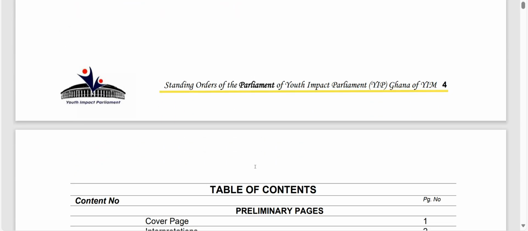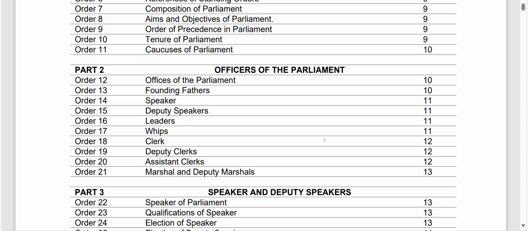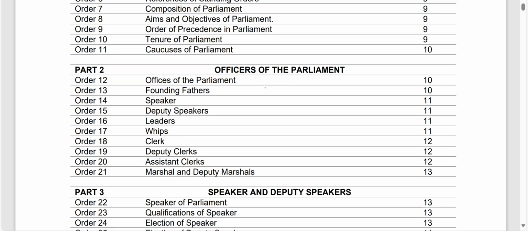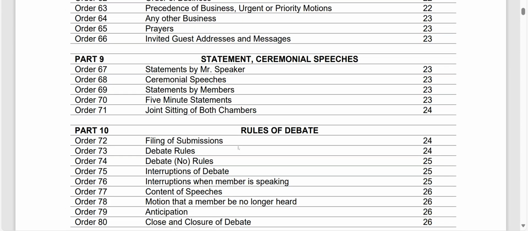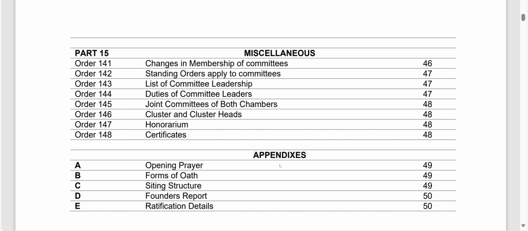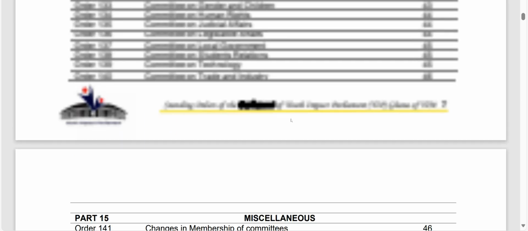So right after the preamble, we have the table of contents. The table of contents defines how the standing orders have been drafted. So if you want to locate a particular clause, just look for it in the table of contents, and you look at the page number. And you also realize that the standing orders don't have chapters. They rather have parts. This standing orders has 15 parts and 148 orders. And then, in fact, it doesn't even have schedules. It has appendices, whereas constitutions have schedules. So that is how different a standing order is from a constitution.